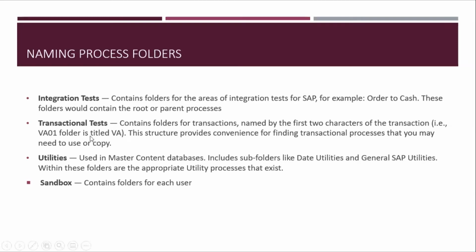And we have transactional test also. Transactional process is nothing but small steps, like specific transactions. For example, we have around 5 transactions. VA01 is one transaction. All those things we keep in a transactional test.